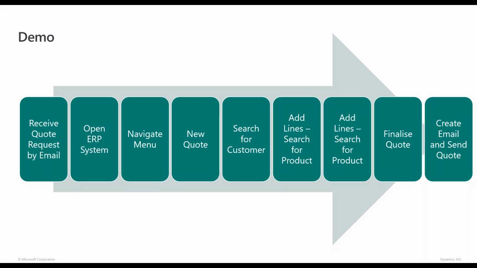Once you find the customer, then you go and add lines for the first product, then you go and do the same thing for the second product, add the line, search for product. Then you finalize the quote, and then you might print or create the quote as a PDF or something, and you'll go off and create an email and send that quote off to the customer. So let's have a look and see how we do that in Business Central.